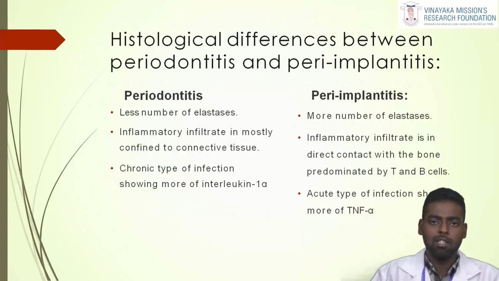Moving on to the histopathological conditions, in periodontal infection and in peri implantitis, we see elastases, which are in lesser amount in periodontal infection but in greater amount in peri implantitis. The inflammatory infiltrate is focused towards the connective tissues. In implantitis, it is focused towards the bone, and interleukin 1 alpha is seen in periodontal infection.